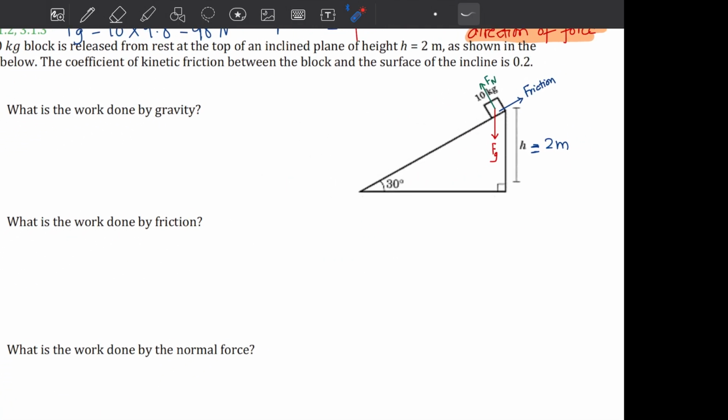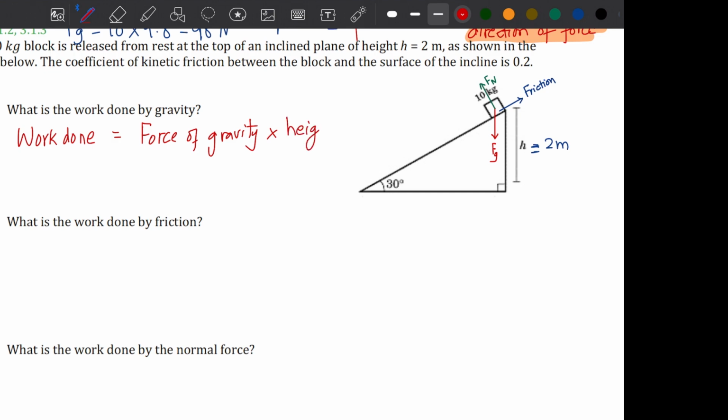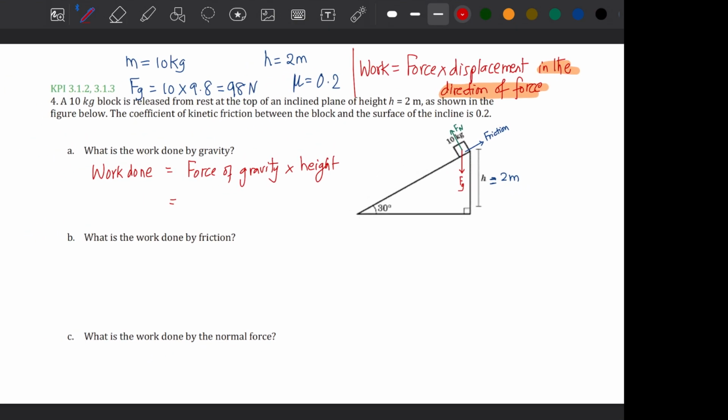So work done will be equal to force of gravity. So let's write force of gravity multiplied by the displacement in the direction of gravity, which in this case is the height. Now force of gravity is 98 Newton, which we calculated before. So 98 multiplied by 2, that's the height. So that's 196 joules.